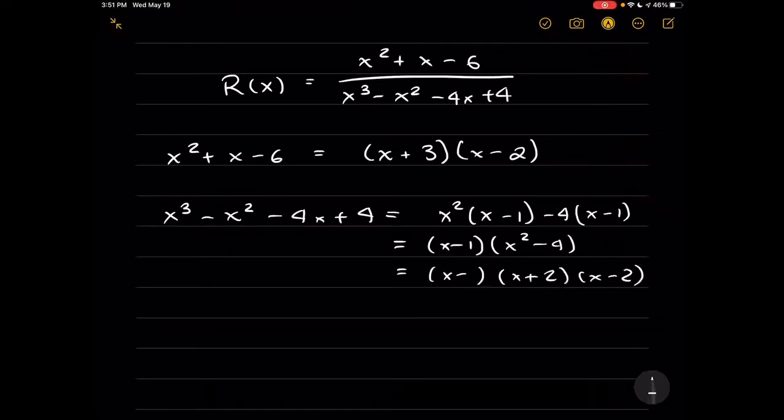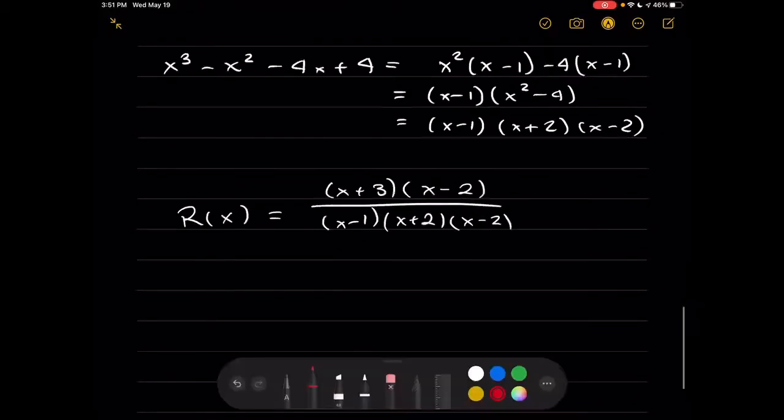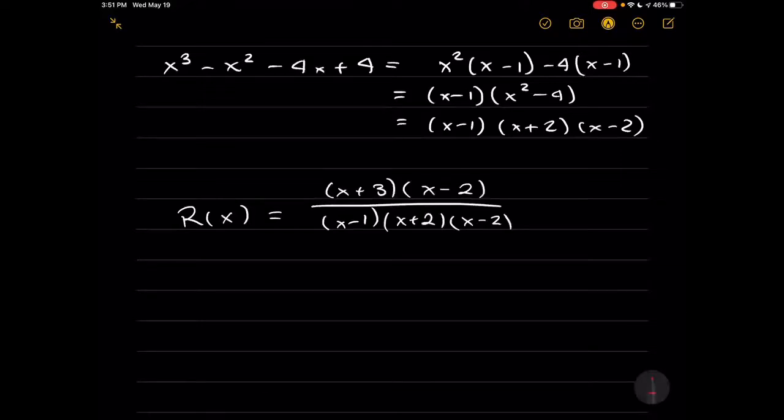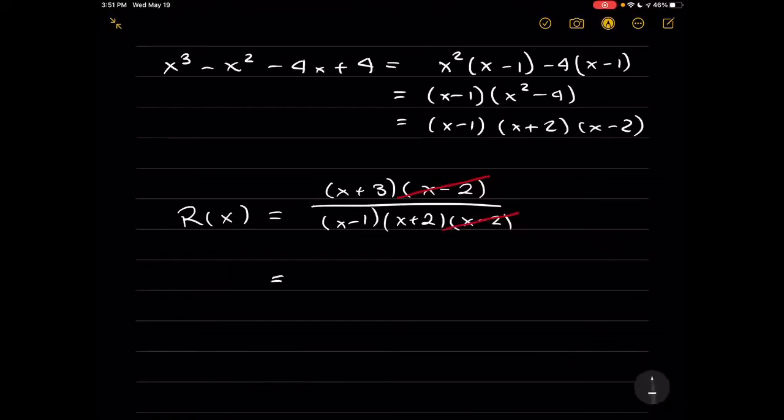So now we can rewrite our rational function as x plus 3 times x minus 2 over x minus 1, x plus 2, x minus 2. Now you notice this is one of those cases where we have the same factor on the top and bottom. In particular, we have this x minus 2 on the top and the bottom. So we can go ahead and cancel those. So we can rewrite our rational function as x plus 3 over x minus 1 times x plus 2, for x not equal to 2.